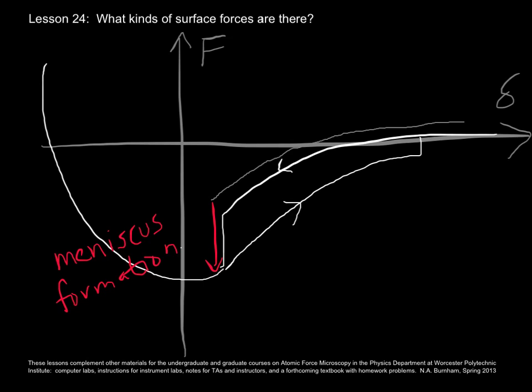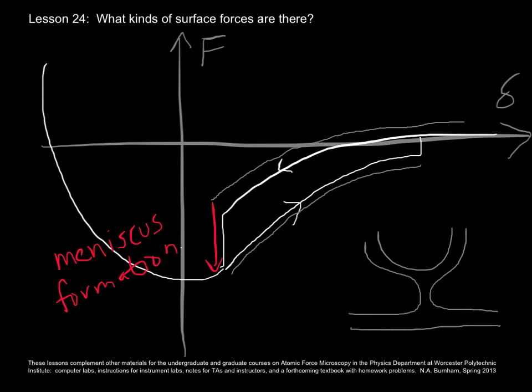Then you load up the sample, you unload it, and what's happening in this part, well, after you have formed the meniscus, you are now drawing that fluid apart, you're elongating it, and you're forming a liquid bridge between the tip and the sample. And you can also call this capillary, reminiscent of the capillaries in your blood circulation system.